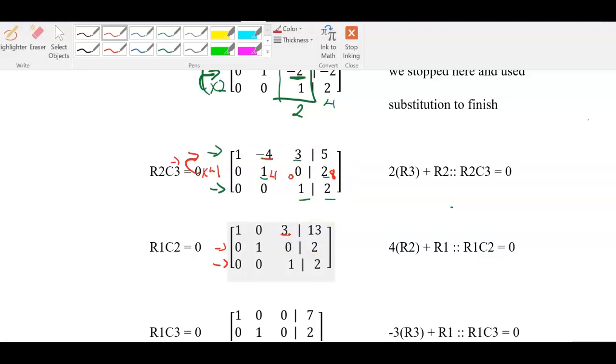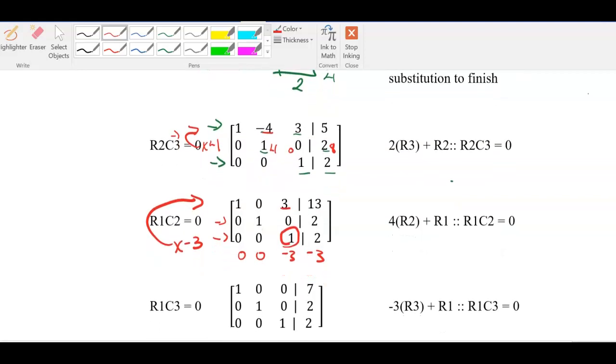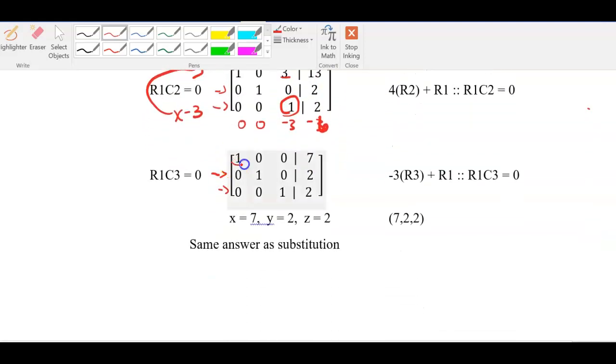Next, you have to get the 3 to a 0. So I'm going to multiply this guy by negative 3 and add it up. So 0, 0, negative 3, negative 6. Add it up. So first thing I do is I wrote down row 2 and row 3 because they do not change. 0 plus 0 is 0. 0 plus 1 is 1. Negative 3 plus 0 is 0. Negative 3, I'm sorry, that was negative 6. Negative 6 plus 13 is 7. So the answer I get is x is 7, y is 2, z is 2. Written as a point because it's actually 3-dimensional.